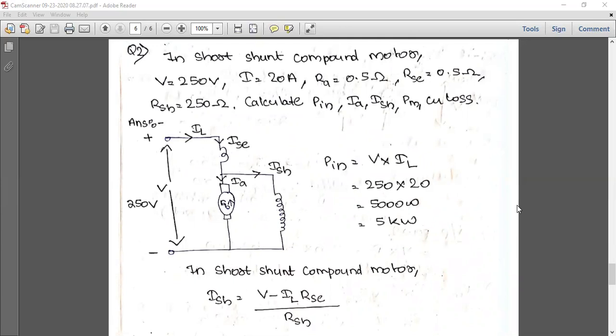So it's a compound shunt motor. If you know the diagram, then these are the inputs given. So we should calculate the P input, IA, ISH, PM, copper loss. Same question, just that it's a shunt compound motor. Okay. Thank you.